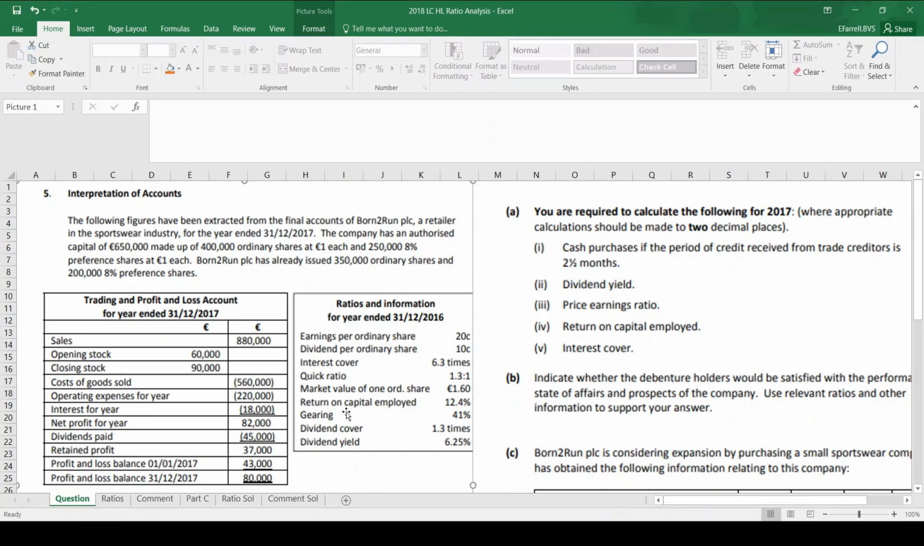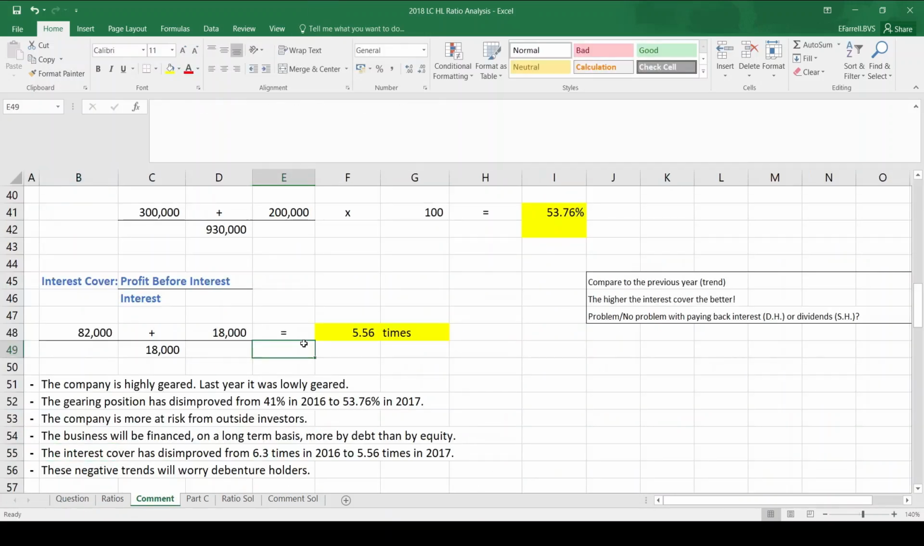The interest cover, so again, last year's interest cover. And again, the higher the interest cover, the better, because the more times profit they have than interest they have to pay. So interest cover was 6.3 last year. This time it's 5.56, so it's gone down slightly, which is bad. It was over 6 last year. It's just gone down to 5 now. So the interest cover has disimproved from 6.3 times in 2016 to 5.56 times in 2017.